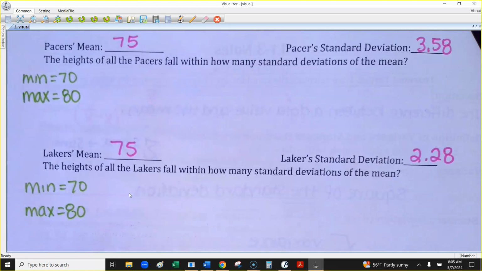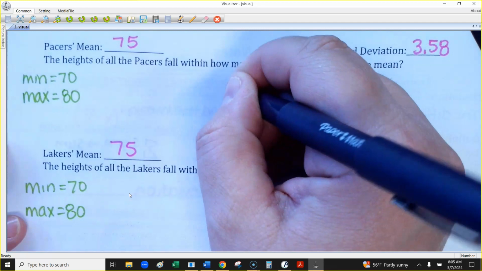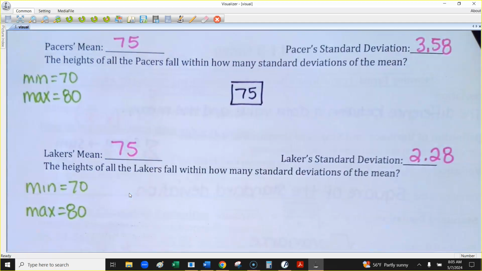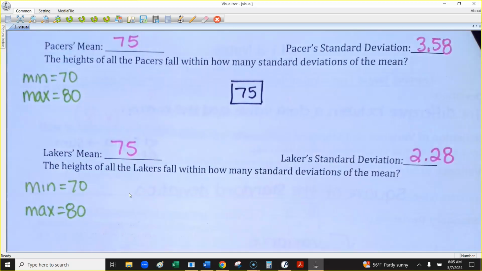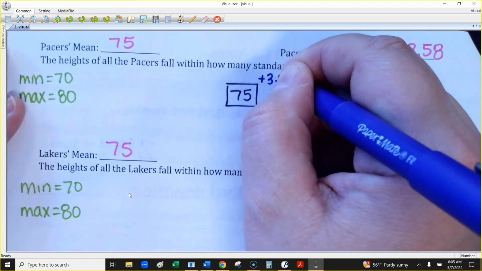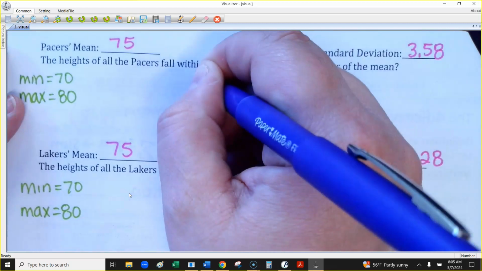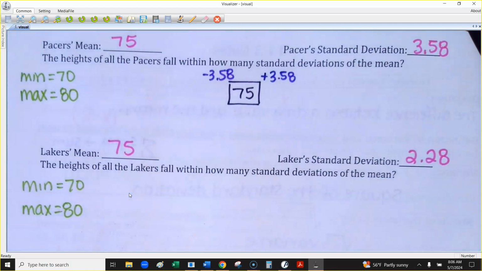So what you're going to do is put the mean, and you don't have to draw a visual of this, but I think it helps me. So I'm going to put the mean value in the middle. To go out one standard deviation from the mean, you take your standard deviation, which for the Pacers and Lakers is a little different. For the Pacers, it's 3.58. And from 75, you're going to add 3.58.